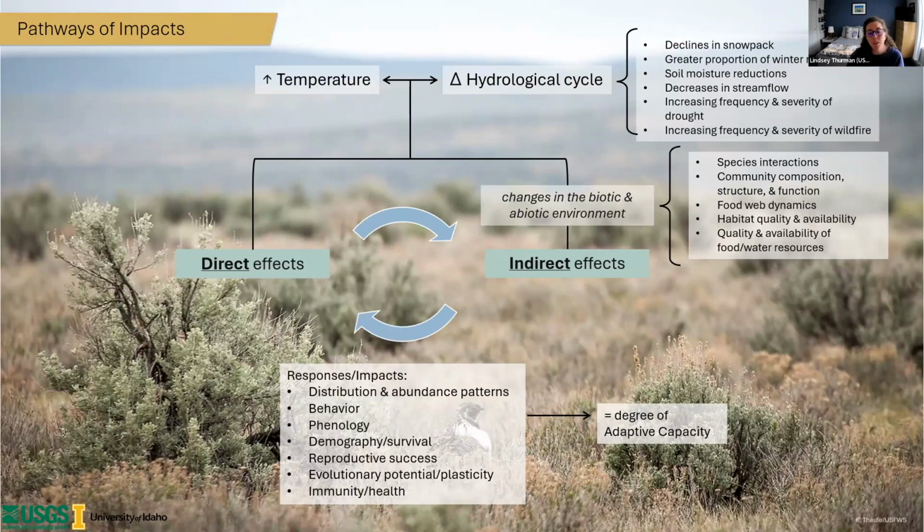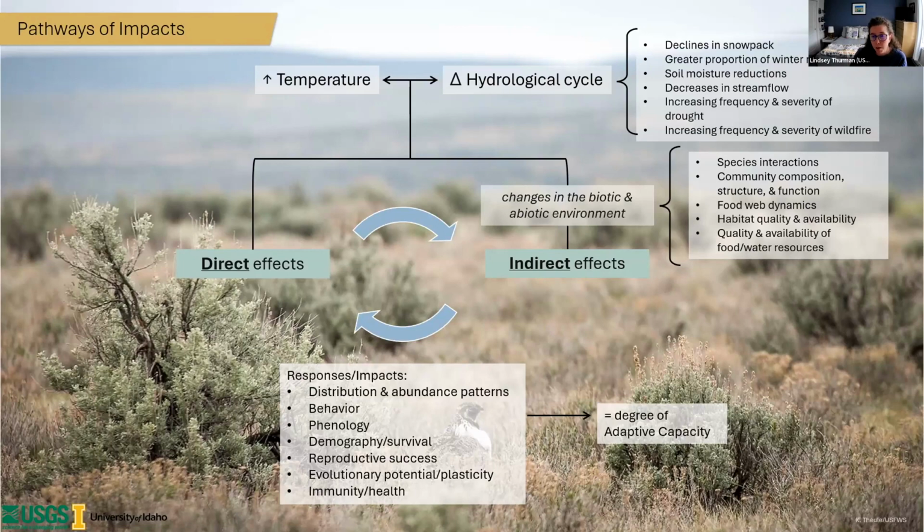And there's essentially two different pathways by which climate change factors can impact wildlife. The first is sort of that direct pathway, where the climate and those climate variables themselves are directly impacting organisms. So they're causing lethal and sublethal effects on those individuals. And we'll talk about that on the next slide.